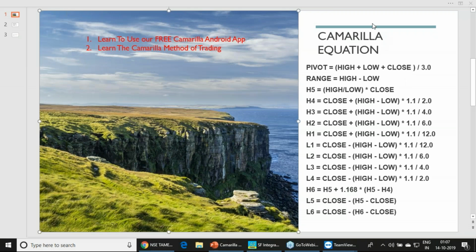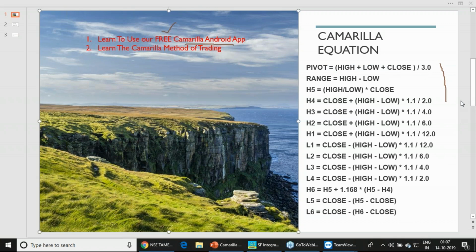So in this particular presentation, I am going to describe how you can make use of our Camarilla Android application. This is a free application we have developed, and I will also explain the entire Camarilla method, how this Camarilla method works for the trend forecast.